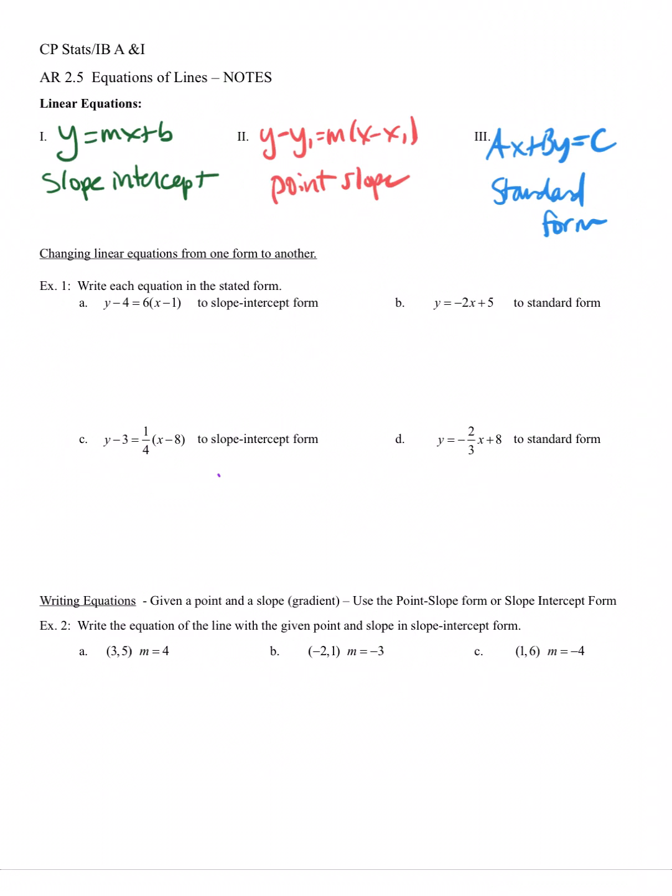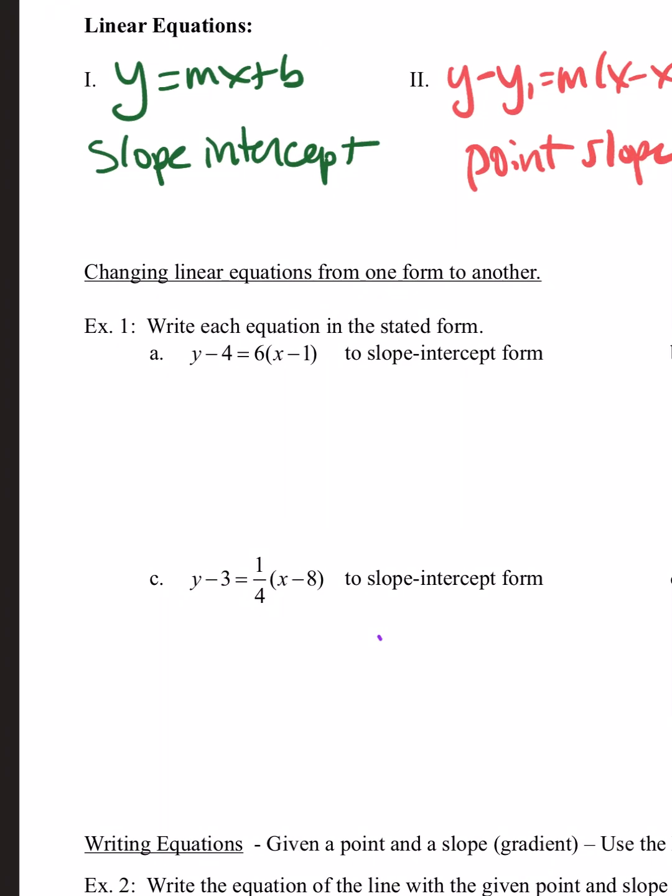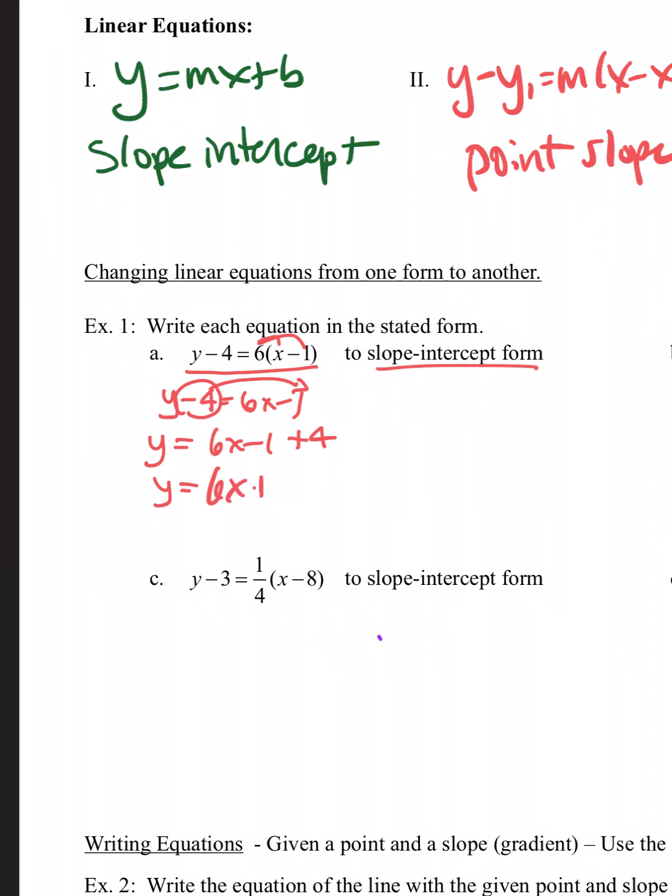So if you're looking at example 1, it says write each equation in the stated form. Currently, example A is in point slope form, and we want this in slope intercept form. So what we're going to do here is distribute the 6, which gets rid of the parentheses. And then I'm just going to move this -4 to this side. And if you remember, moving something from one side to the other means that you're going to change the sign. And then combining like terms, we get 6x plus 3.